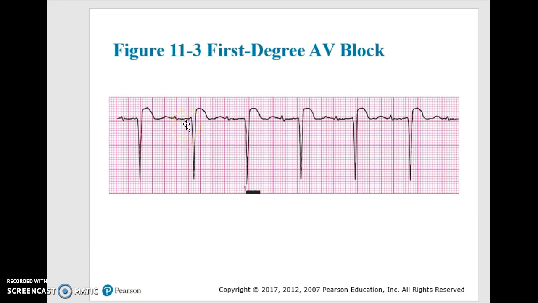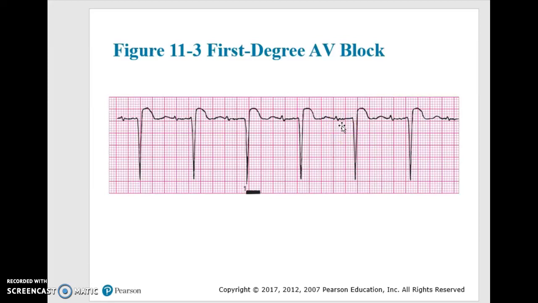And this is a first degree AV block. If you look at this strip here, let's start here. We have a pretty little P wave, and then we're going to count our PR interval. We have 1, 2, 3, 4, 5, 6. Okay, so there's 6 little blocks at that PR interval. It appears to be 6 here as well. There's 1, 2, 3, 4, 5, 6. So there's 6 little blocks on this PR interval. If we take 6 and multiply 6 times 0.04, that gives us 0.24.